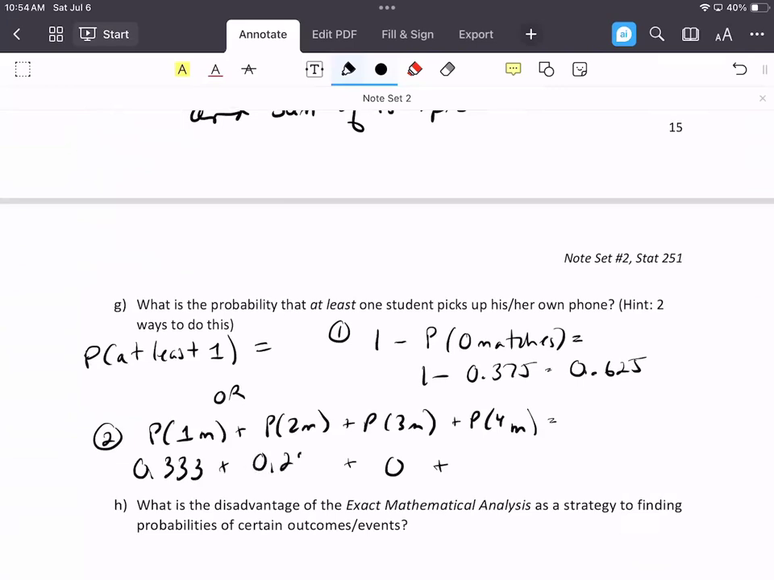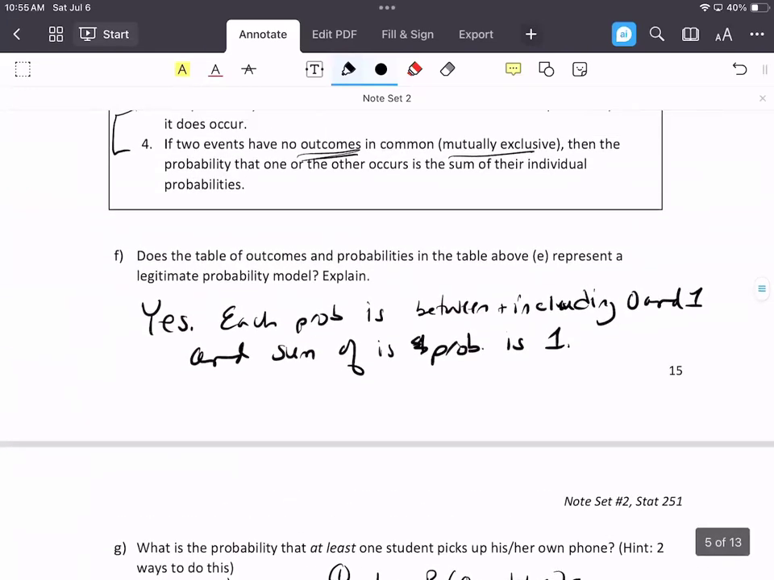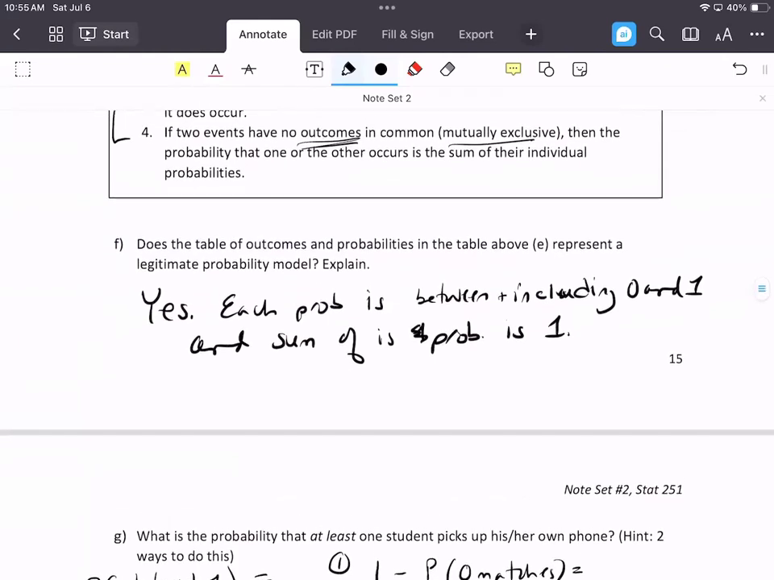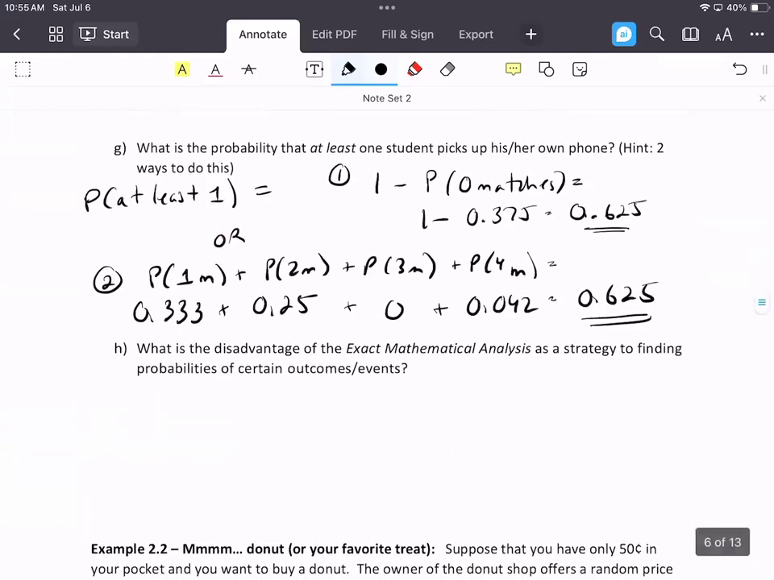Zero, 0.25, and 0.042, and you're going to get 0.625. You're going to notice those values are the same, and they should be. This is using that last rule, the mutually exclusiveness. Once again, we're going to be hitting mutually exclusive and this complement rule many more times. This is just an introduction to it.